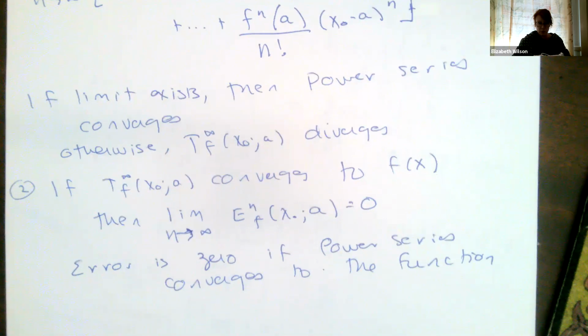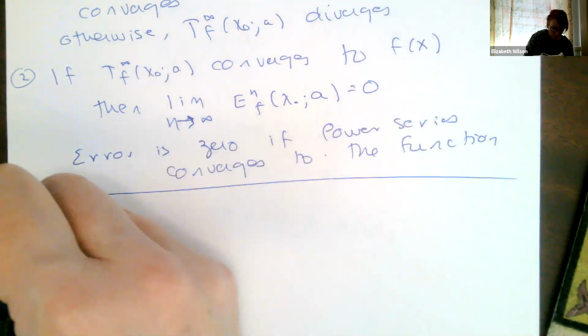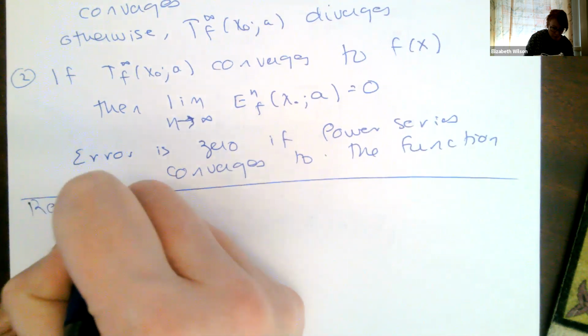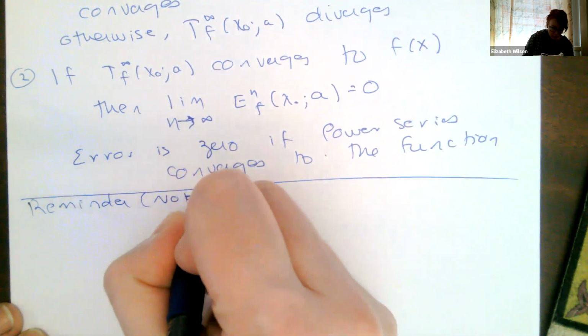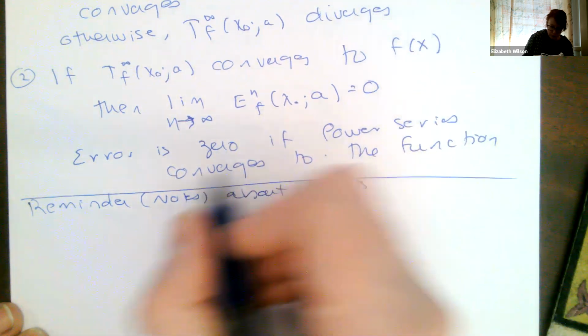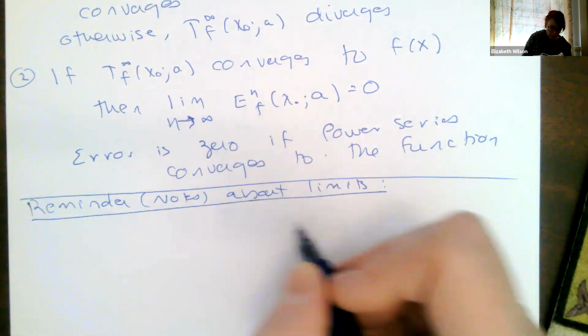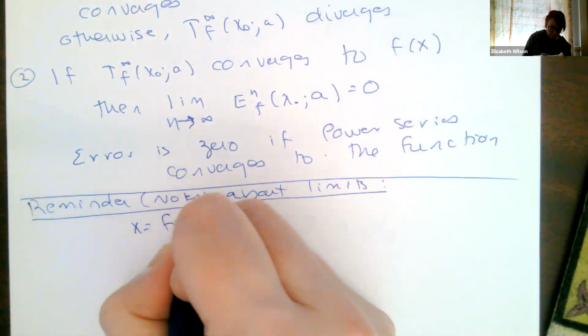Okay, so I'll scroll up a little bit here. Okay, so just a reminder, some notes about limits. Make sure you remember the conditions under which a limit is going to not exist, right? We've got 3 conditions that we can think of off the top of our head. Let's say x is some fixed number.